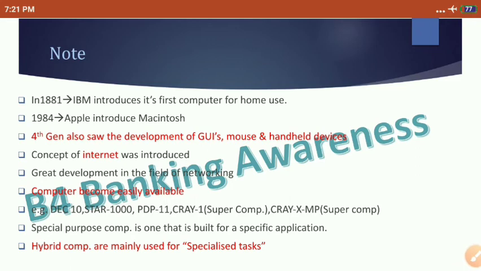There were some examples like DEC 10, Star 1000, PDP 11, Cray 1. We call it as supercomputer. Then Cray 10 MP, that is supercomputer. Then there were some special purpose computer that is built for a specific application. Hybrid computer used for specialized task.